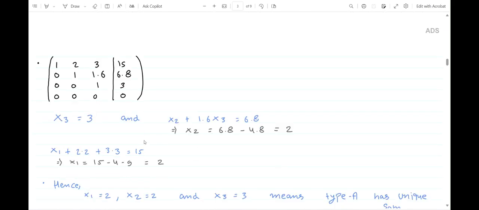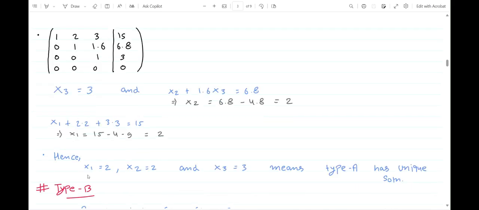Now from the first row of this matrix, we can make another equation, which is x1 plus 2x2 plus 3x3 is equal to 15. If we put the values of x2 and x3 in this equation, we can find that x1 is equal to 2. So we get x1 equals 2, x2 equals 2, and x3 equals 3, which means that forming a healthy juice from type A is possible, and the amount of ingredient required is also unique, so this option is going to be correct.